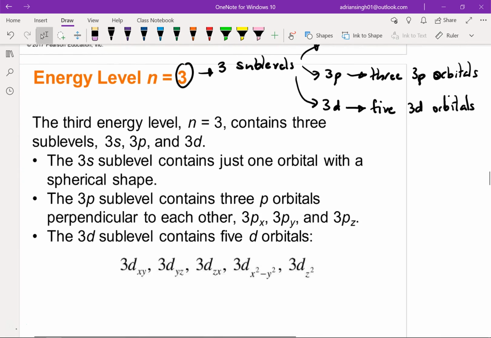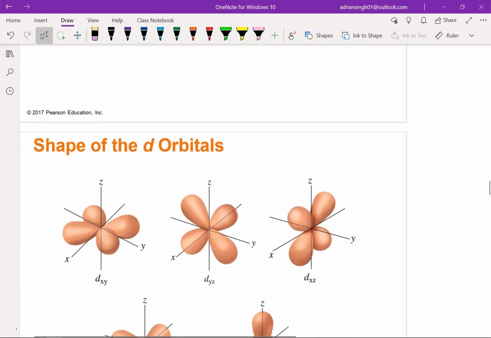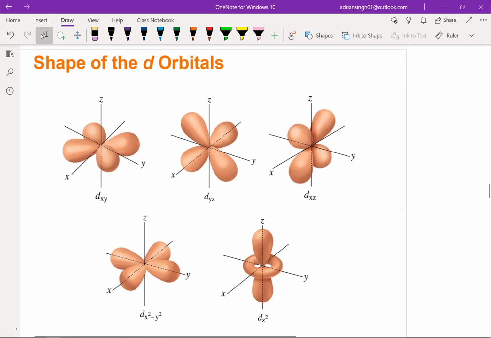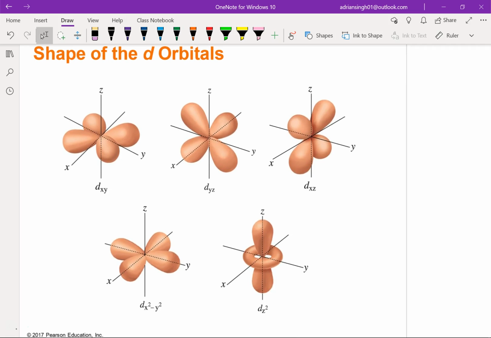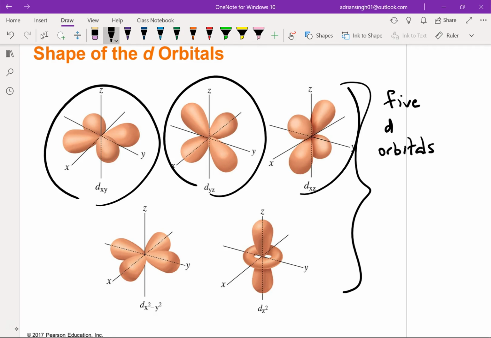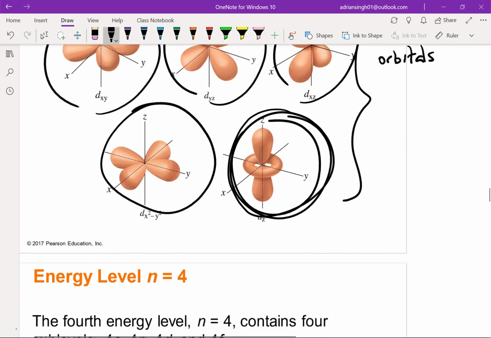All right, and those 5 d orbitals have an even more complicated shape. They actually have several lobes as opposed to just 2 lobes in the p orbitals. So there are 5 of these d orbitals. Each of these here represents a single d orbital. They all look fairly similar, with the exception of this one that has a kind of funky shape.